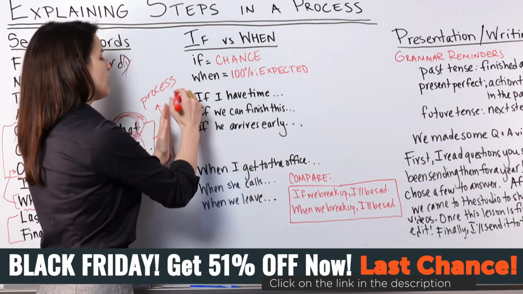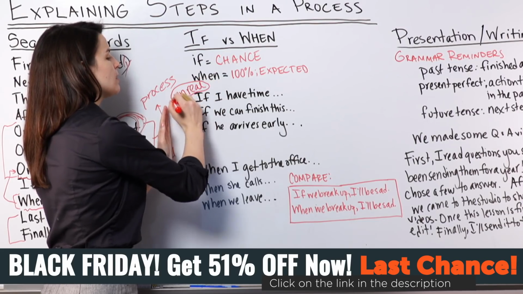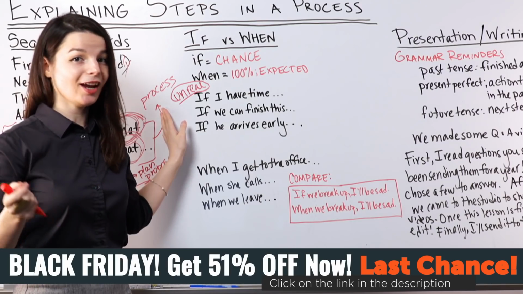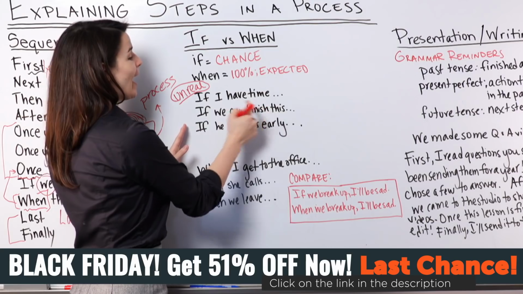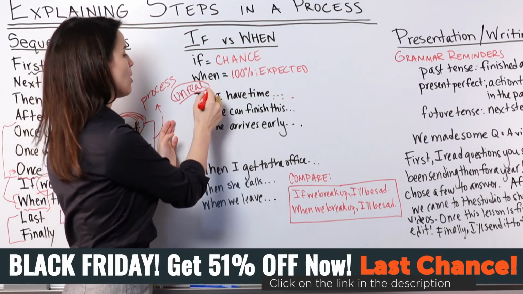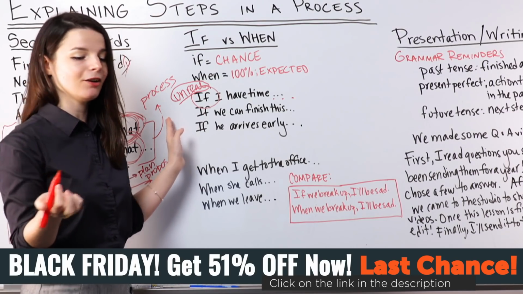So remember, these are all expressions we use for unreal situations. That means it's not true. It has not happened, but there is a chance that it could happen. So for example, if I have time, I'll call you. If I have time. So there's only a chance I will have time. If I do, I'll call you.